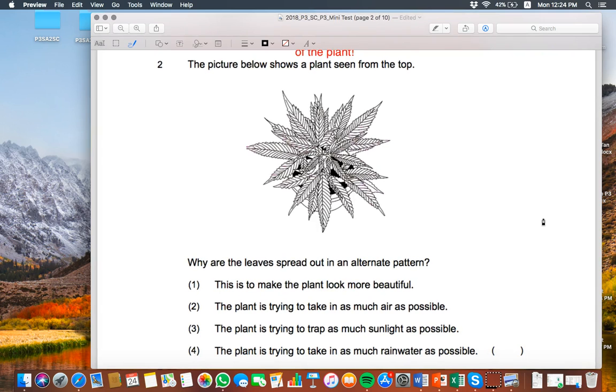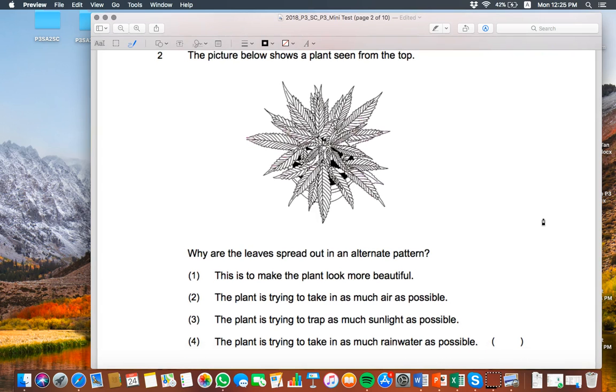Let's look at the next question. The picture below shows a plant seen from the top. Excuse me, I sneezed. Why are the leaves spread out in an alternate pattern? So why are the leaves spread out in such a way that they do not overlap each other? Alternate pattern means the leaves do not overlap each other. So why are the leaves not overlapping each other?